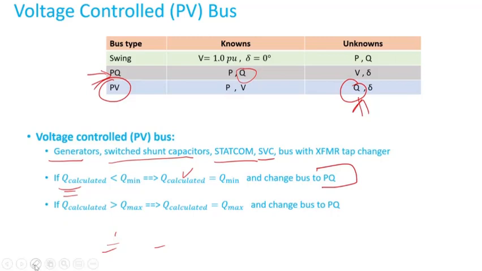All right, so that's for Q min. Now for Q max, again for a PV bus, P is known, V is known, but we don't know Q. The program will calculate Q. However, if the calculated Q happens to be greater than Q max, then the program will set Q calculated equal to Q max, and change the bus to PQ instead of PV.